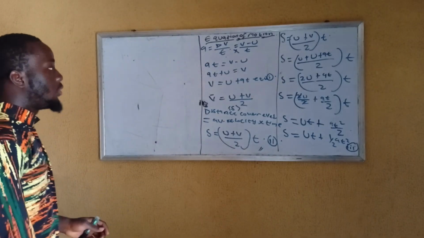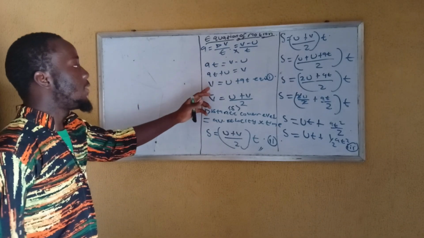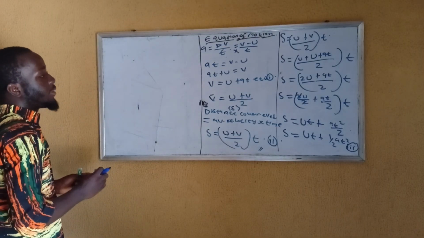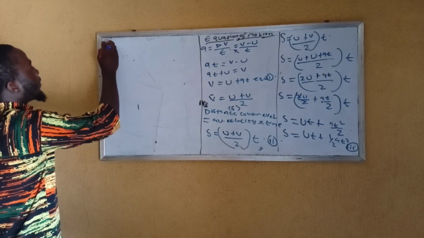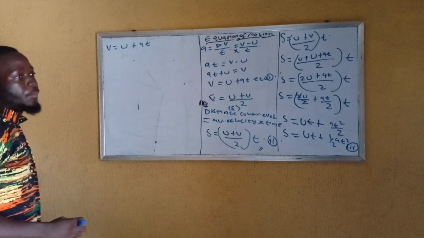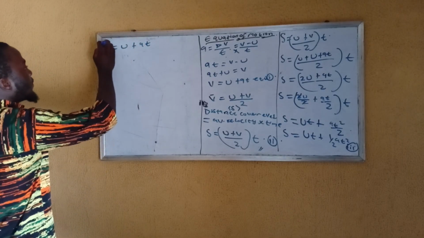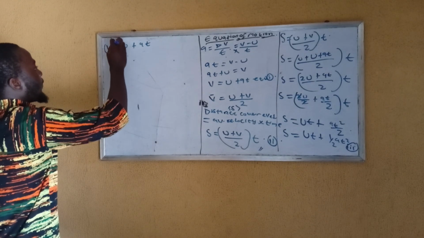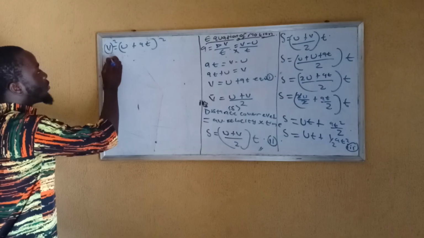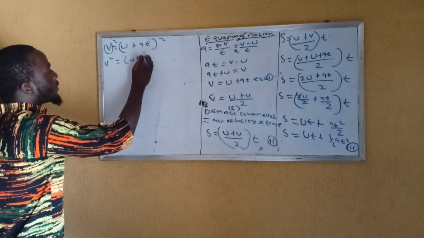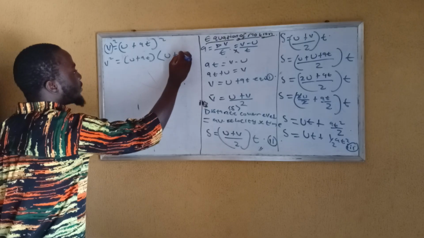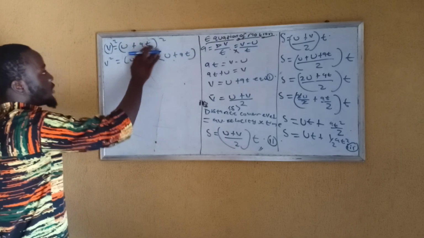How do they derive it? We derive the last equation of motion from equation 1. Our equation 1 said that v is equal to u plus at. Now squaring both sides, we want to square both sides. Now we have v squared is equal to u plus at multiplied by u plus at.